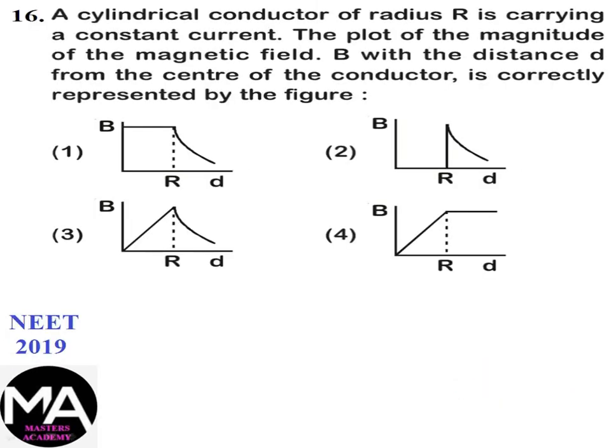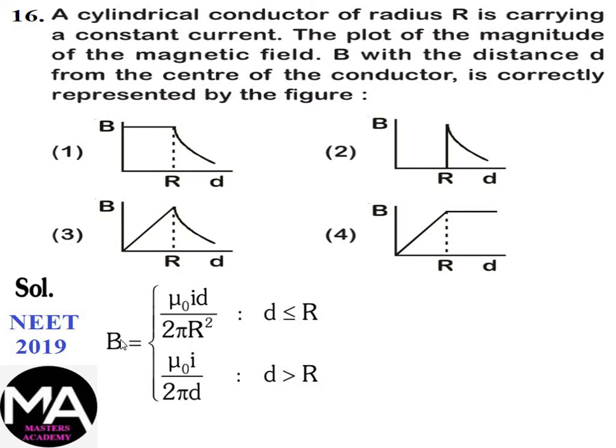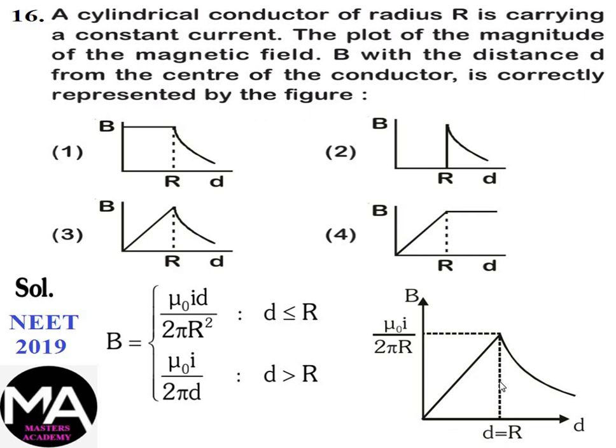Next problem. A cylindrical conductor of radius R is carrying a constant current. The plot of the magnitude of the magnetic field B with the distance D from the center of the conductor is correctly represented by the figure. 4 options are given. It is from NEET 2019. So now, we know that the magnetic field is given by mu naught I into D by 2 pi R square when the distance is less than R and mu naught into I by 2 pi D when the distance is greater than R. Here the distance is equal to the radius, the magnetic field increases and afterward it will decrease. Therefore, option is third one.